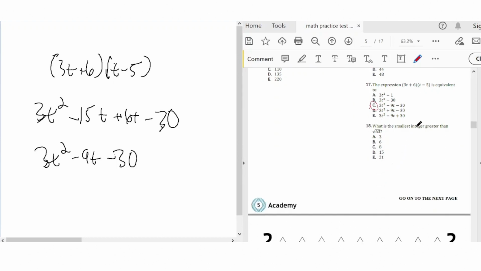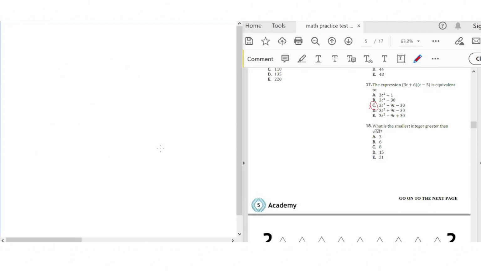Okay, what is the smallest integer greater than the square root of 63? So, the first thing I would do is, since we can use our calculator here, we can find the square root of 63. We get 7.937. So the smallest integer greater than the square root of 63 is going to be 8, since the square root of 63 is about 7.9.